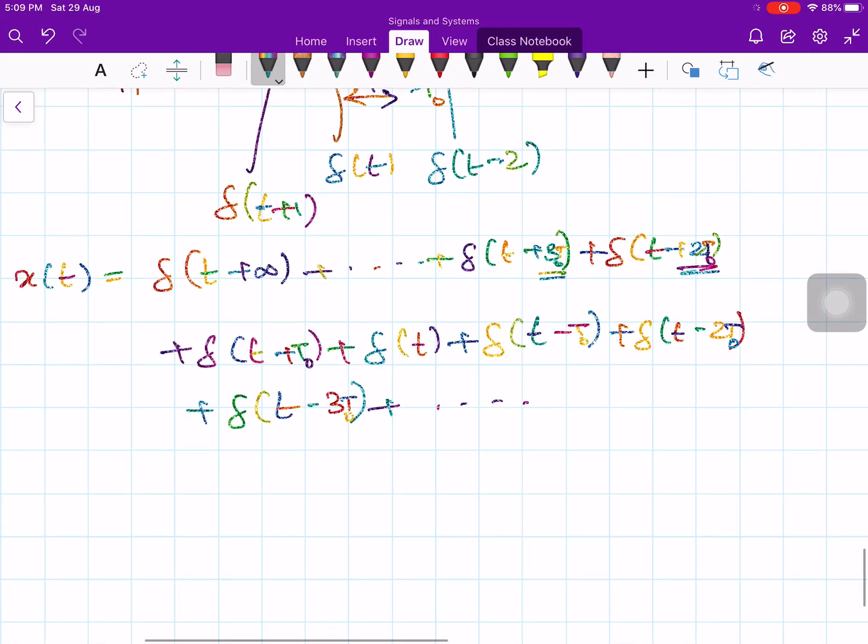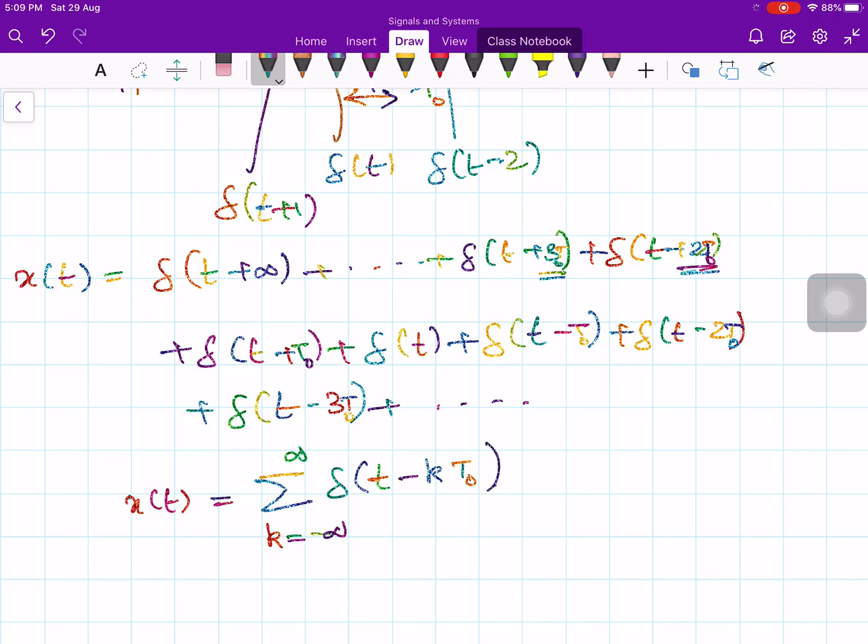So in compact form I can write this x of t as sigma, let me put a variable k, equal to minus infinity to plus infinity del of t minus k times capital T naught. So for each value of k there is an impulse, or to be consistent with the notation, you can put n here also. So for each value of n I have an impulse.